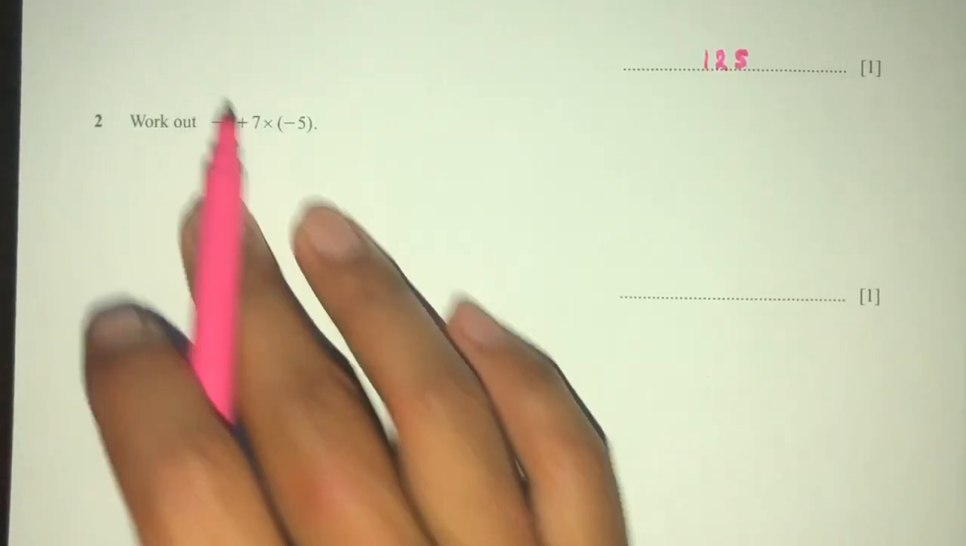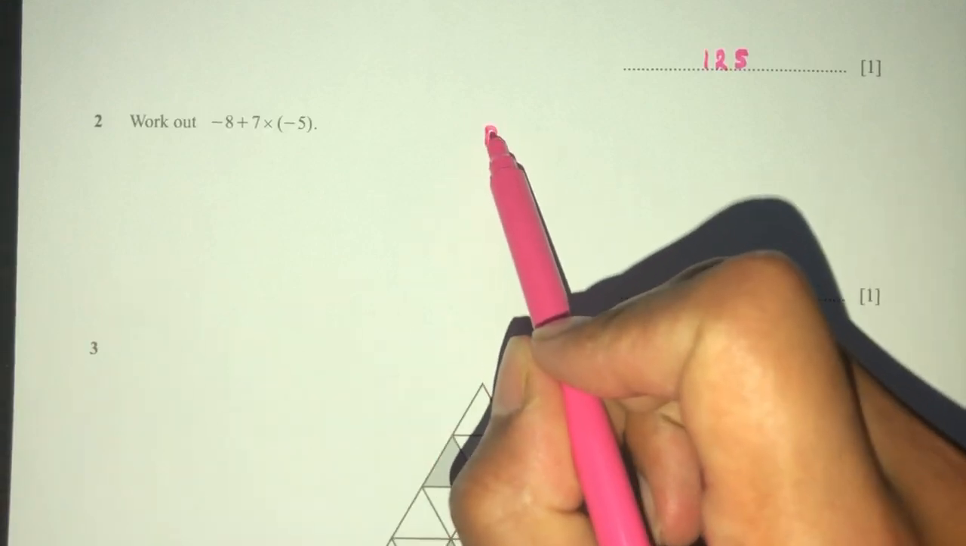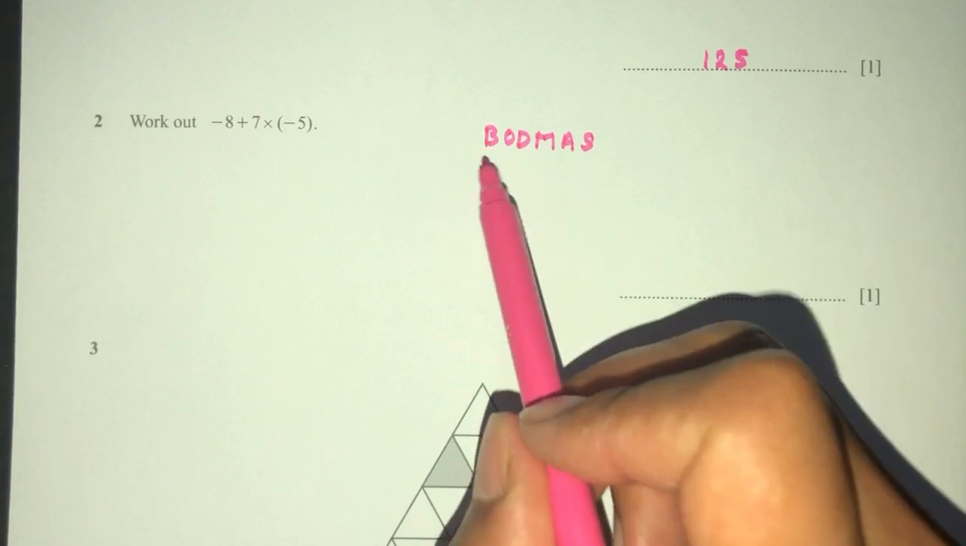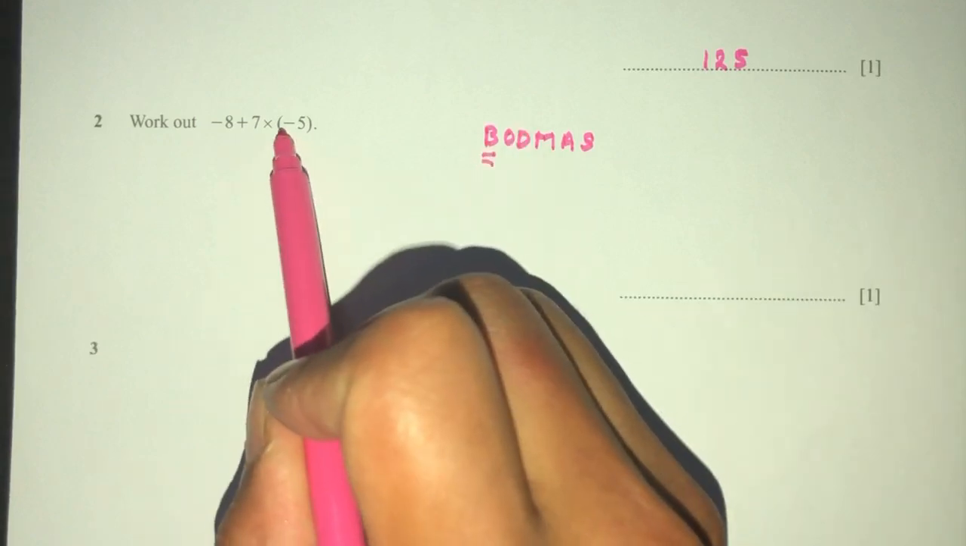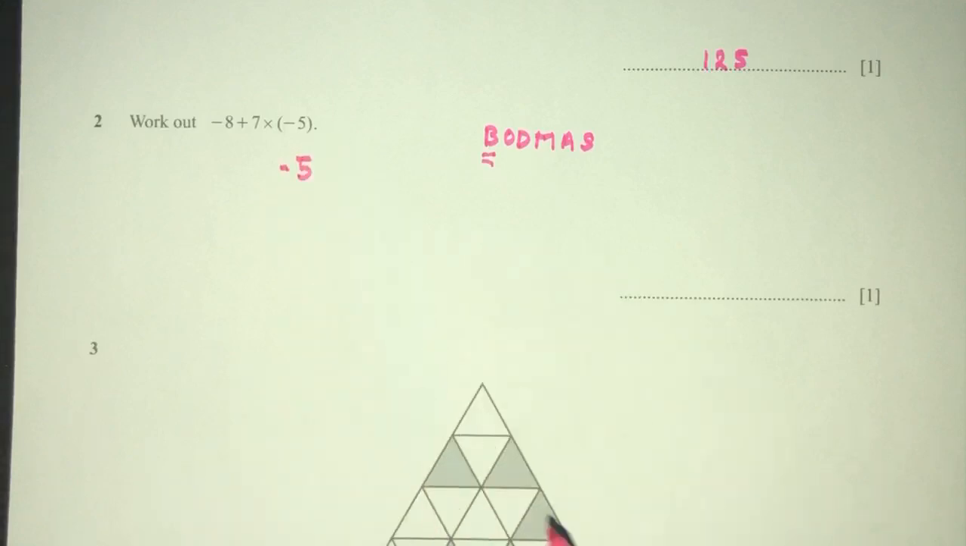So work out this one. Now, as we can see, there's many operations. We have minus, plus, multiply, and then brackets as well. So we have to use BODMAS in this case, just to know which one we will be doing first. So in this case, B is for brackets. We have to do this one first. So minus 5 bracket is still minus 5. That will be like this.